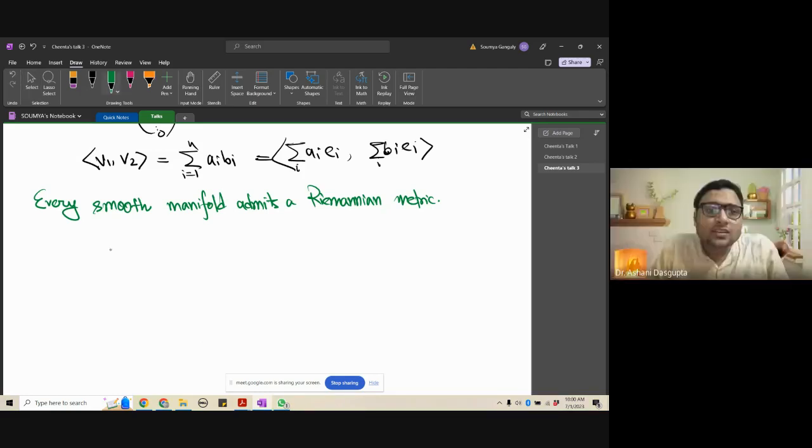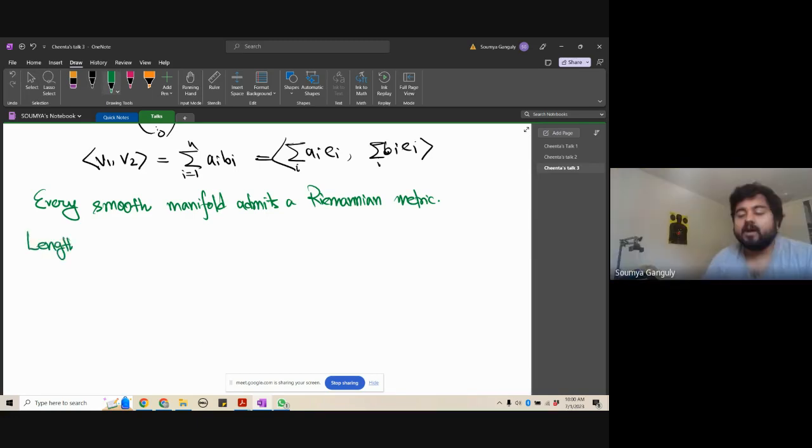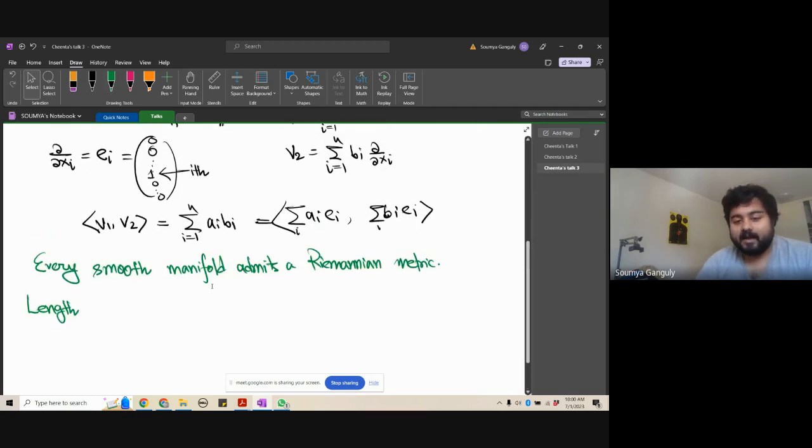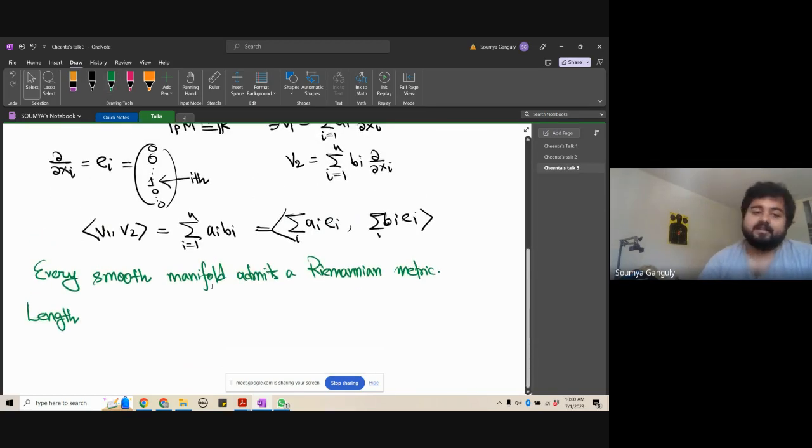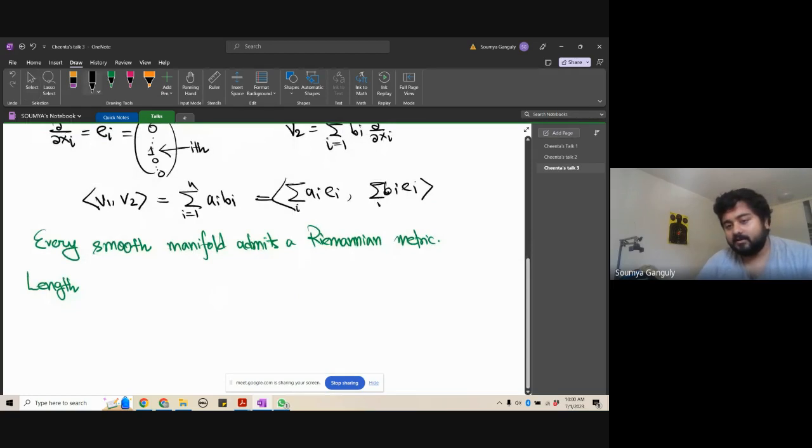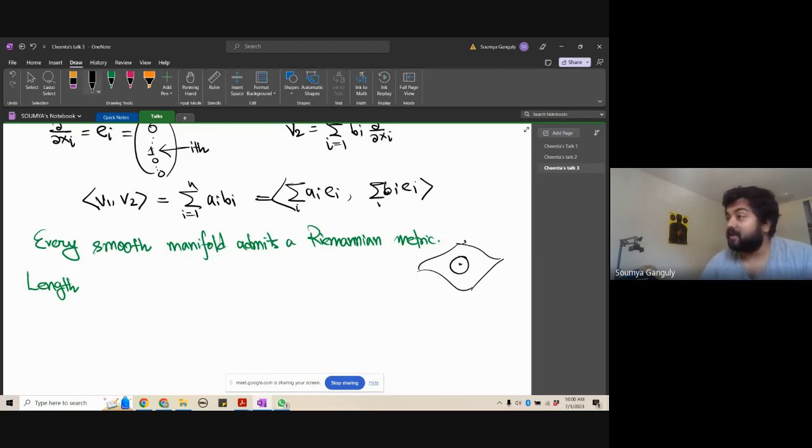Sorry, Shoma, what is the meaning of admits here? You can define a Riemannian metric. By admits, I mean you can define a Riemannian metric. So basically, the idea is simple. If you have a smooth manifold, then locally it looks like Rn, right? So now on every Rn, you have this Euclidean metric.